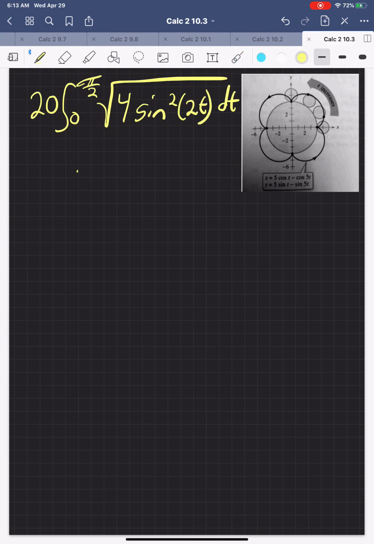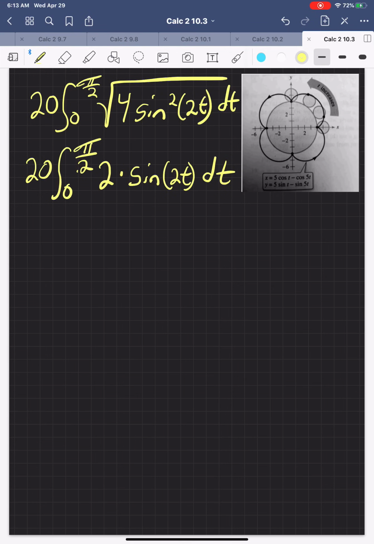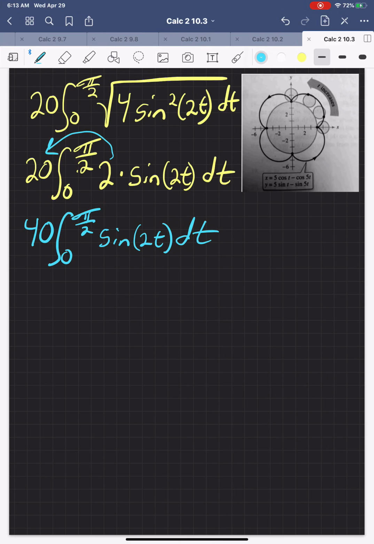Let's write it. So this ends up being 20, 0 to pi over 2, 2 times, you get the square root of a square, so that's just sine of 2t dt. Let's bring that 2 out front, so that's 40, 0 to pi over 2, and sine of 2t dt is what's left. So that's very easy.